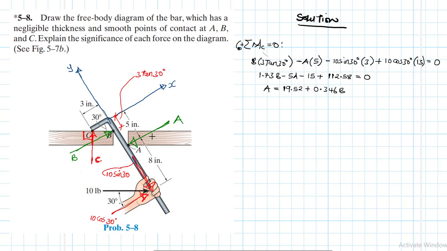Yeah, I think I've not made any mistake. Okay, so that is the expression for A in terms of B, right? In terms of B. So with that, we need now to find the other expressions. So say summation of forces in the x direction is equal to 0.